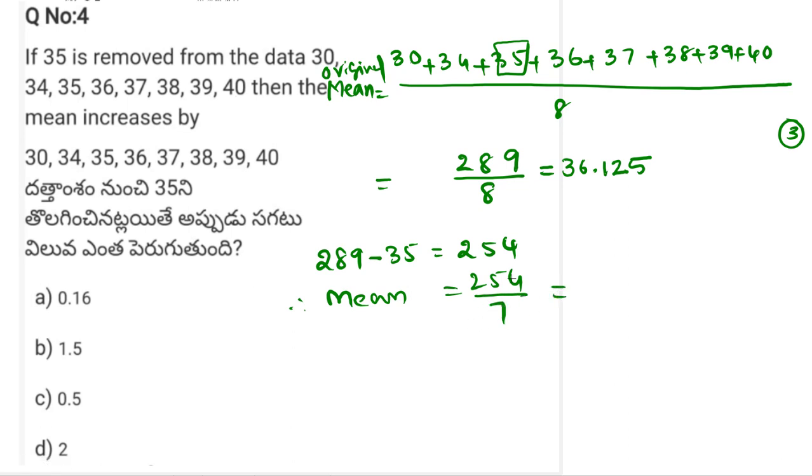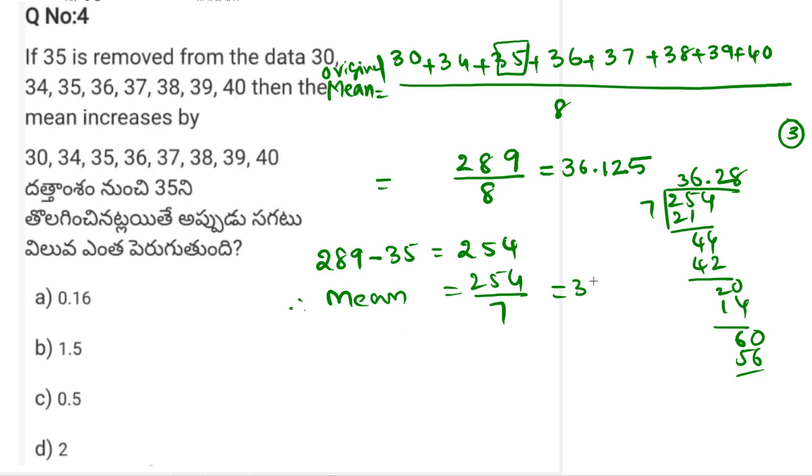Now let us divide 254 by 7. 7 times 3 is 21, 4 will be there, 44. 7 times 6 is 42, 2 will be there. Put a point here, 0. 7 times 2 is 14, 6 will be there. 0, take 0. 7 times 8 is 56. Let us ignore here.